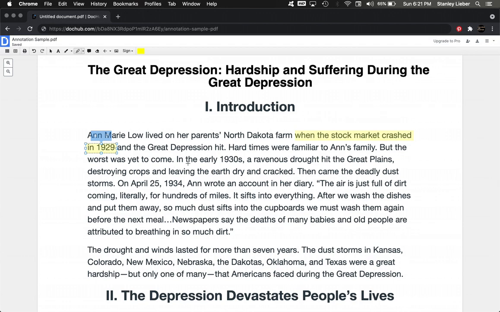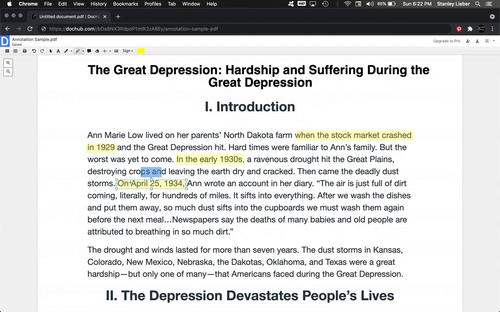So if I continue through this introduction paragraph, we've got a couple other dates. In the early 1930s, a drought hit the Great Plains. So I'm going to mark this. We've got on April 25th, 1934, Anne wrote an account in her diary. So I'm going to mark that just because it's really giving me context of when this is happening.